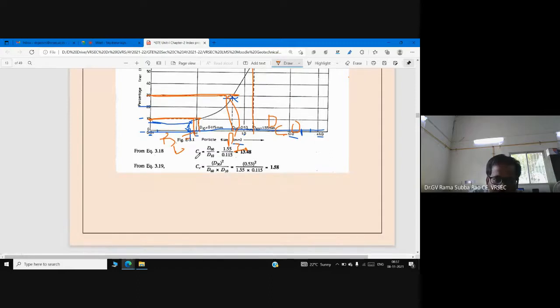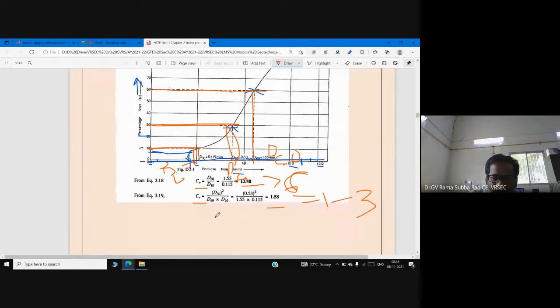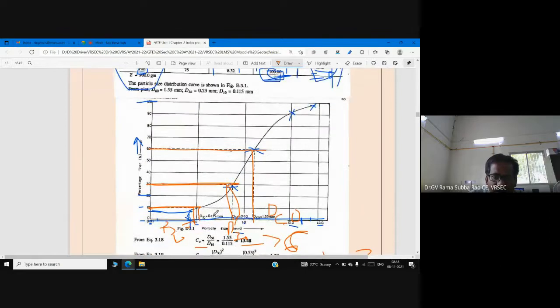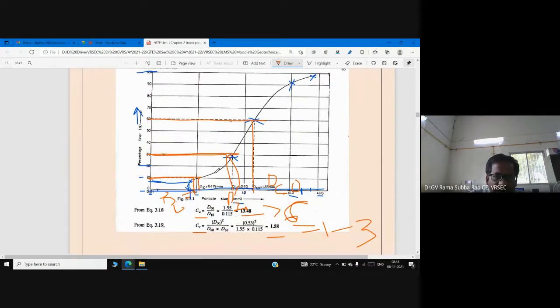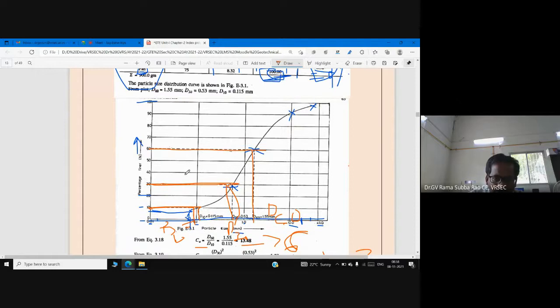So let us substitute in Cu and Cc. Cu is D60 by D10, and Cc, the coefficient of curvature, is D30 squared by D60 into D10. Now Cu is 1.55 by 0.015. I am getting Cu greater than 6, and Cc between 1 and 3. So now it is interesting to know whether the soil is well graded. This is a simple discussion on how to draw the particle size distribution curve and how to determine Cu, the uniformity coefficient, and Cc, the coefficient of curvature, and from that we interpret the gradation of the soil. Now it is well graded.